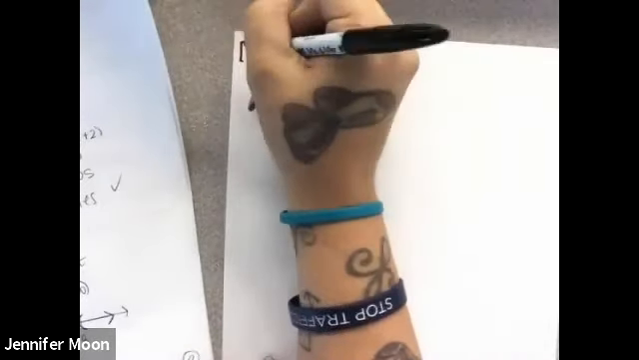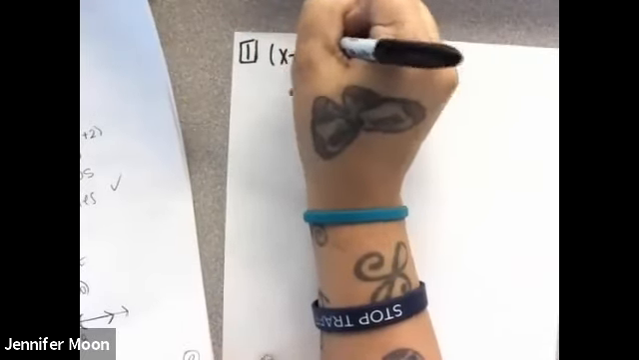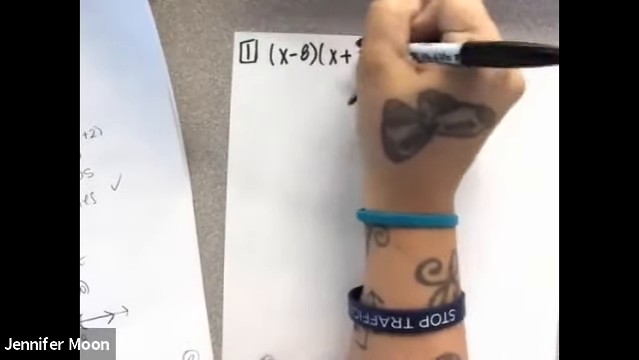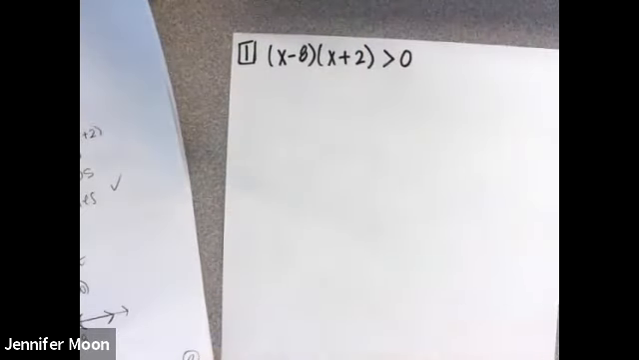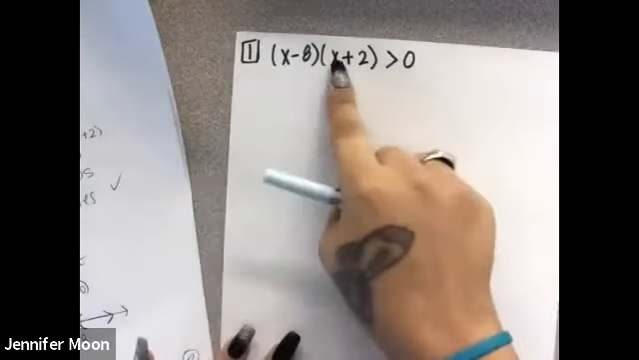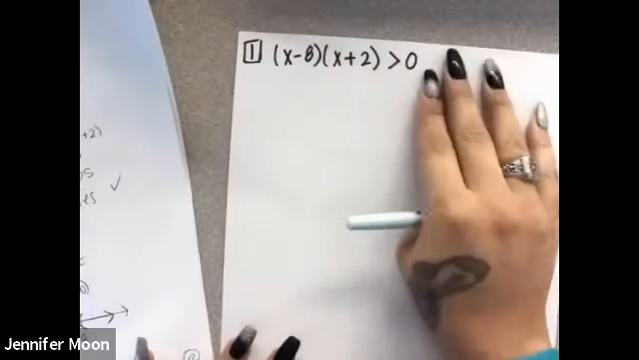So problem 1, parenthesis, we have x minus 8, open parenthesis, x plus 2, close parenthesis. This inequality says it's equal to 0. Y'all, that step 1 said to express it with a function, an inequality symbol, and then 0, right? This is already done. Yes.